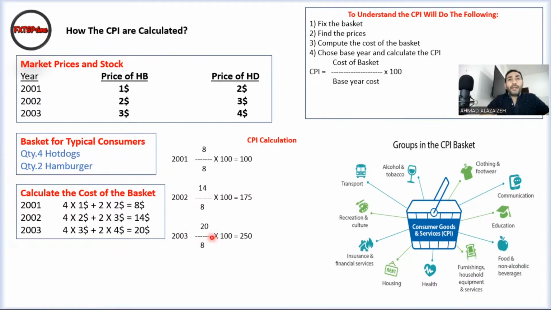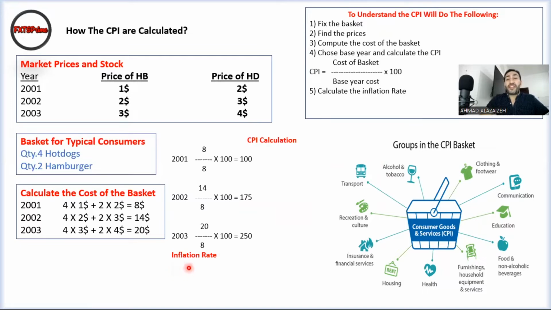In 2003, the cost of the basket was $20 and the base year was $8. So the current basket, $20 in 2003, divided by the base year, which was $8, multiplied by 100, is equal to 250. Now, the next thing to do is to calculate the inflation rate from the first year to the second year to the third year.